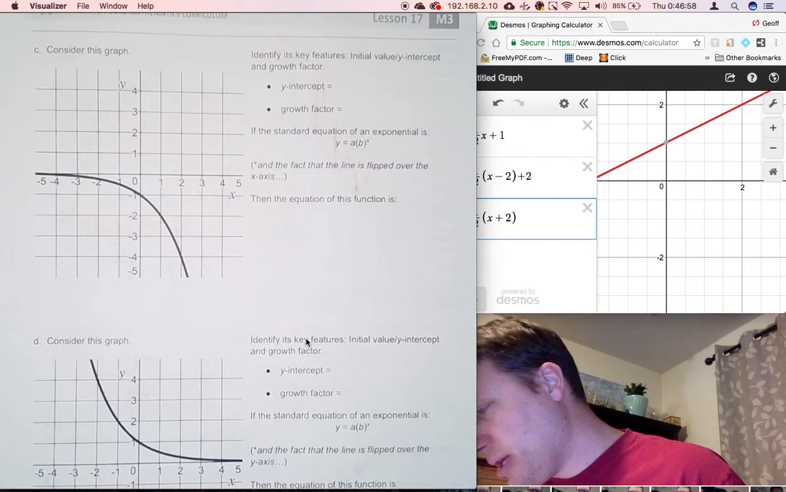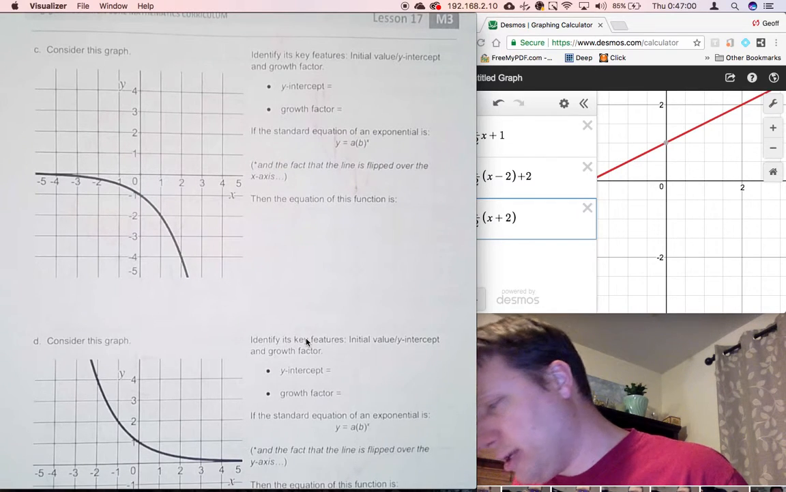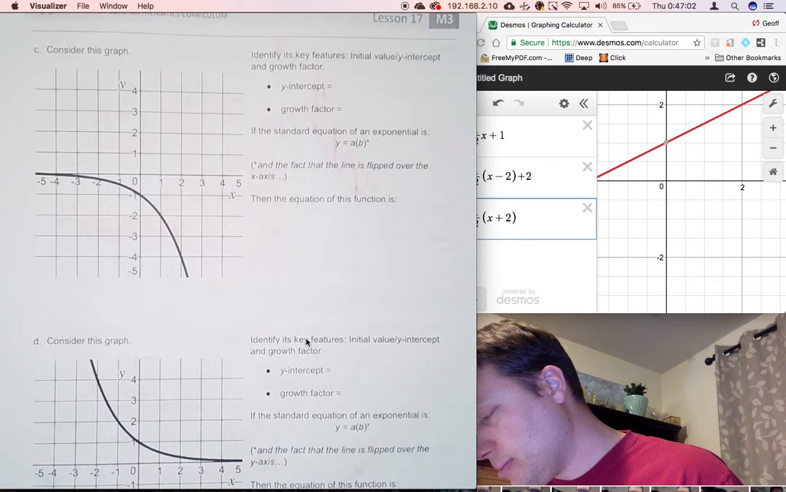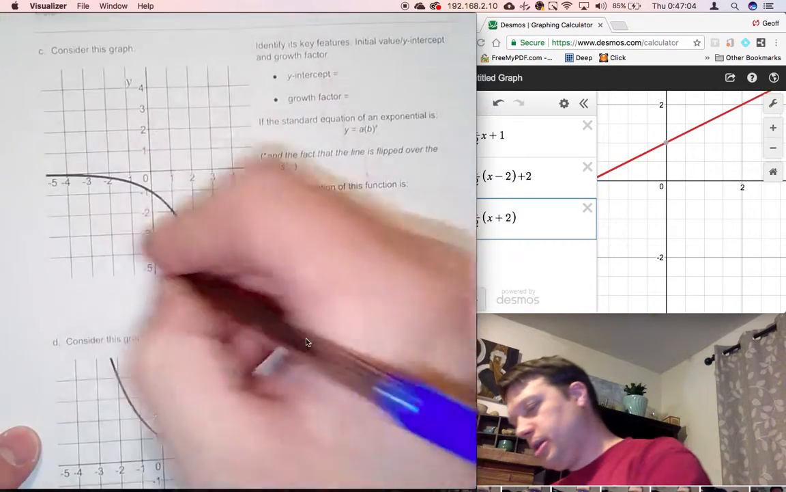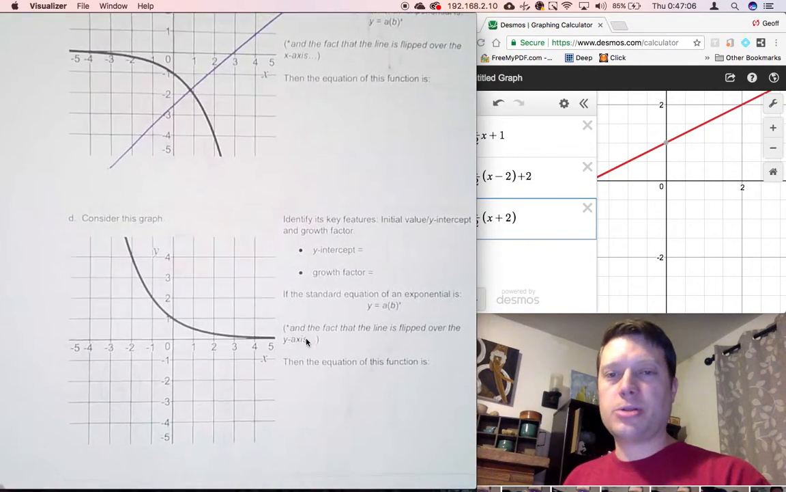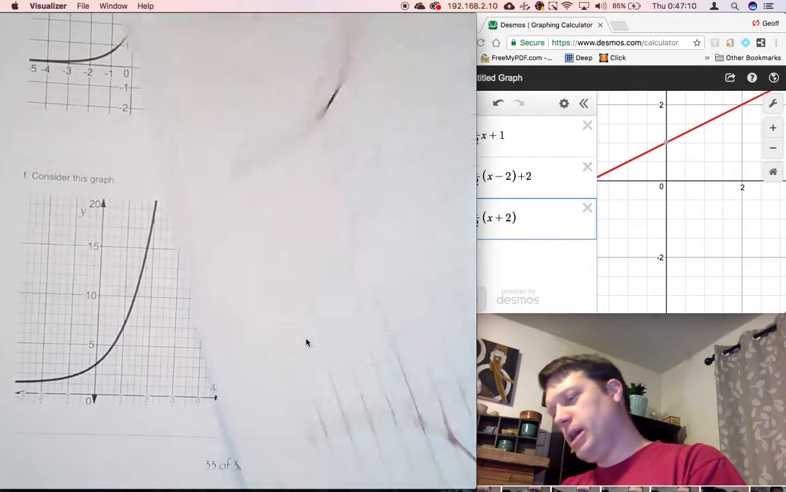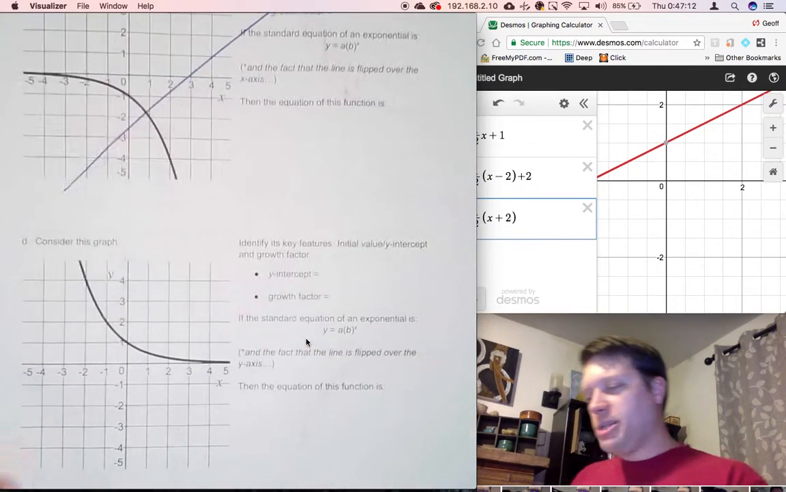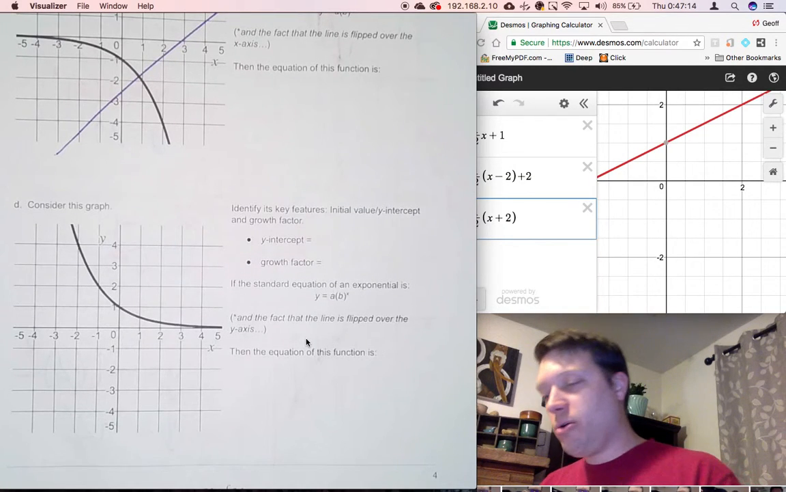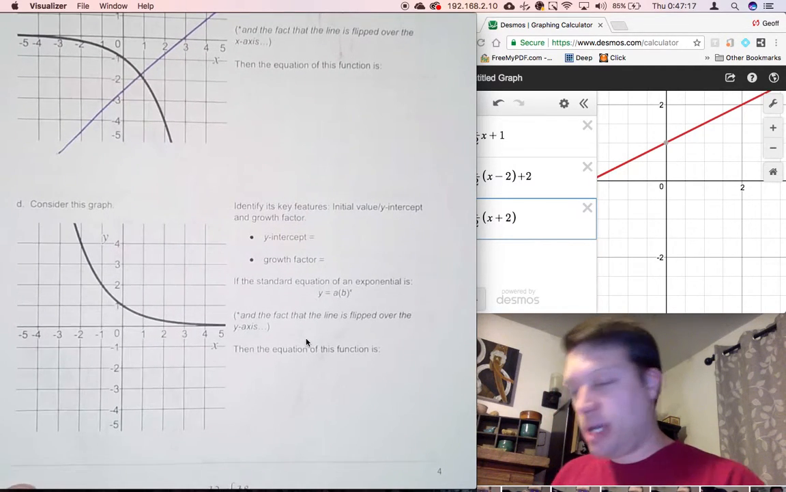Unfortunately, this is the same one. Skip. Okay, consider this graph. Skip it, right? Yeah, I'm not crazy. Okay, so identify the key features. Initial value, that being the y-intercept, and the growth factor.